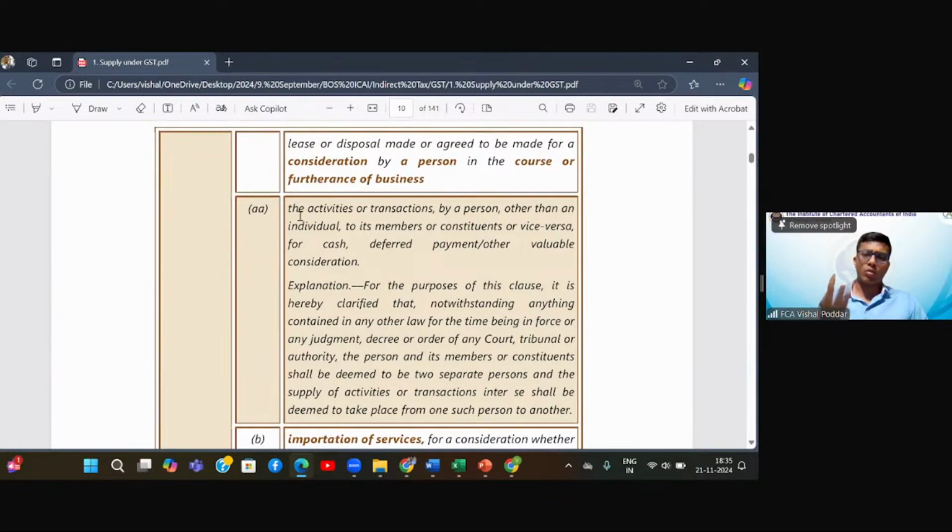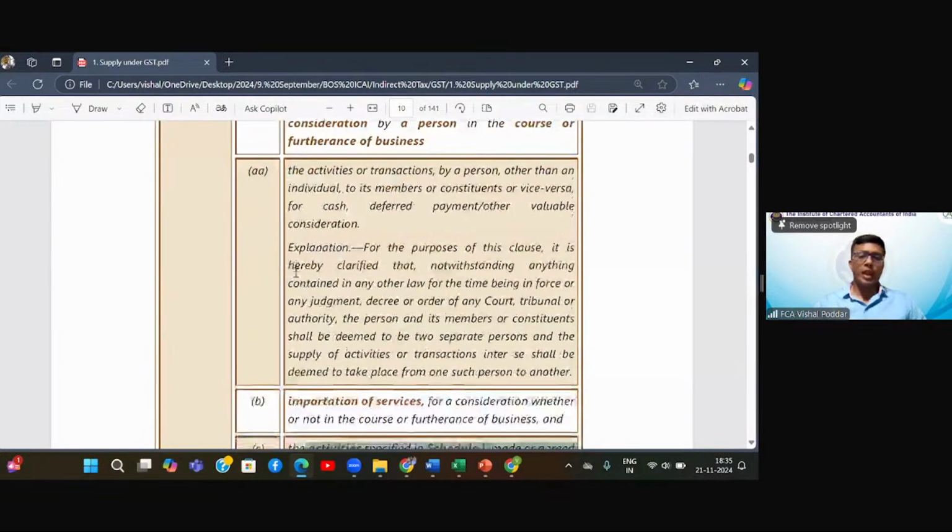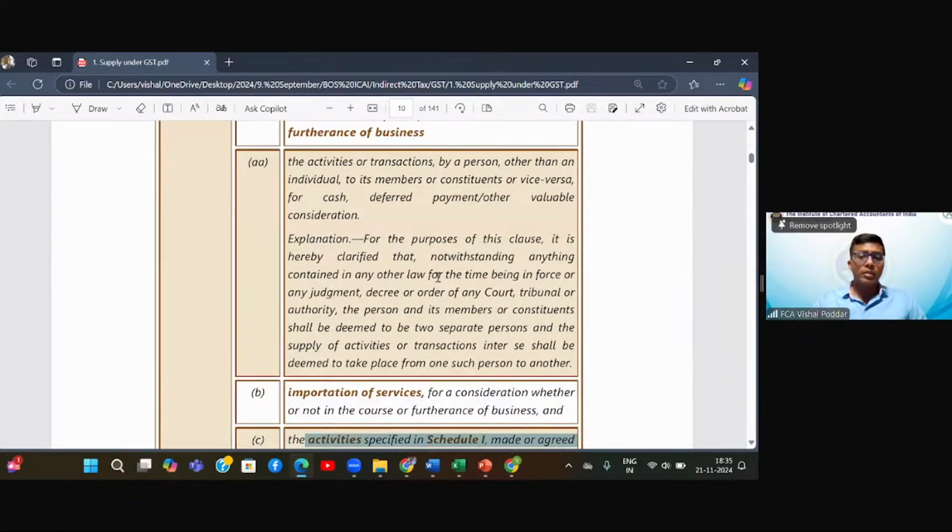This is the general rule of law, not only GST. To override this decision and treat this also as supply, 7.1AA was introduced, retrospectively, which says that activities or transactions by a person other than an individual, so basically clubs and such bodies, to its members, and vice versa, for cash, deferred payment, etc. Further, the explanation says that this rule will be applicable notwithstanding anything contained in any other law. So whatever is given in any other law will make no difference, because all other laws do not consider these as separate persons.